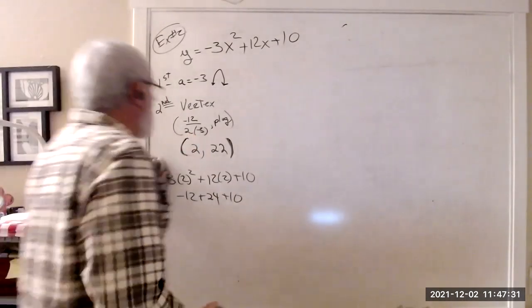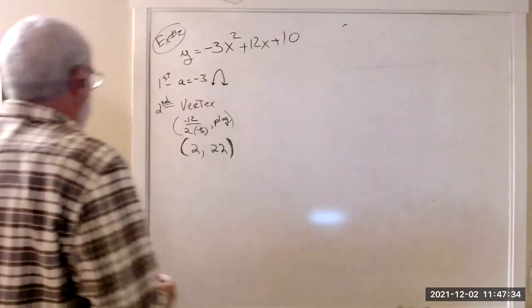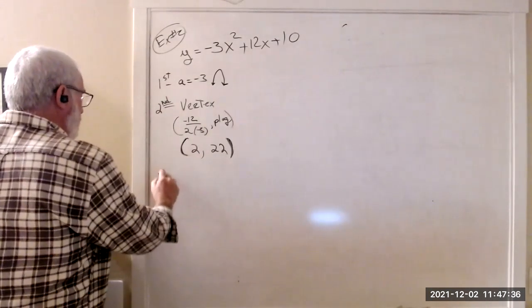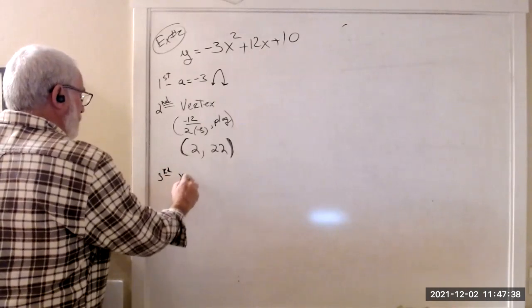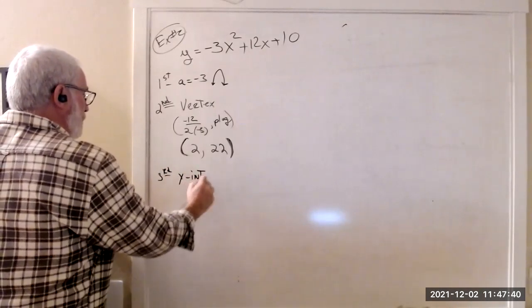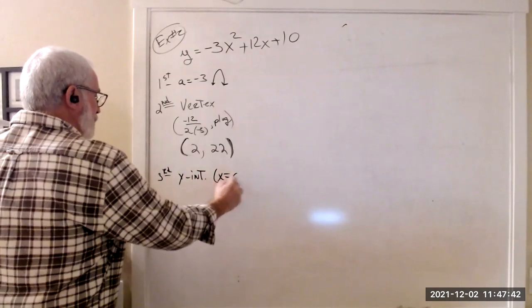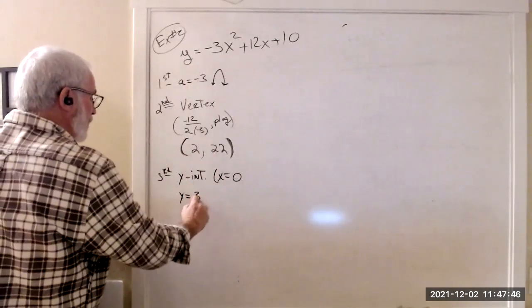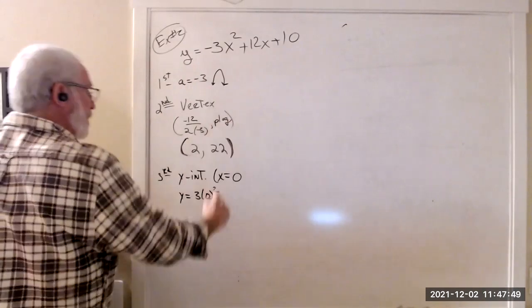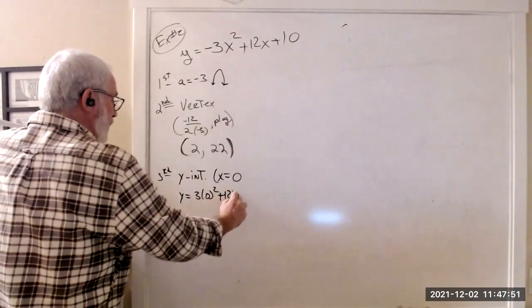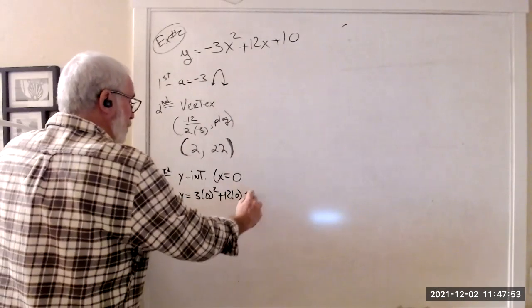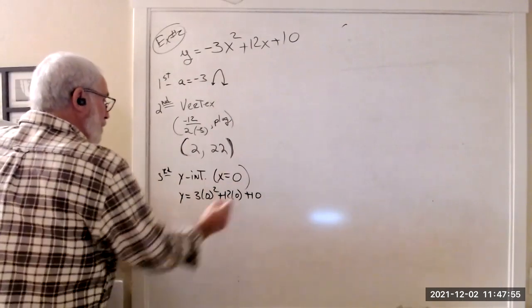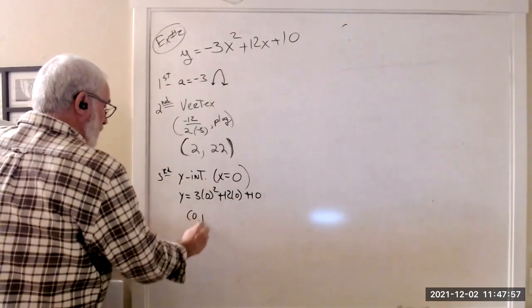Next, I want to find the y-intercept, which means x is worth 0. So it gives me y is -3 times 0 squared plus 12 times 0. Yeah, I know some of you are saying, do I have to do all that? No, you don't. So you have 0, 10.